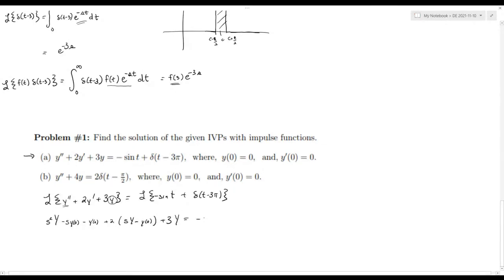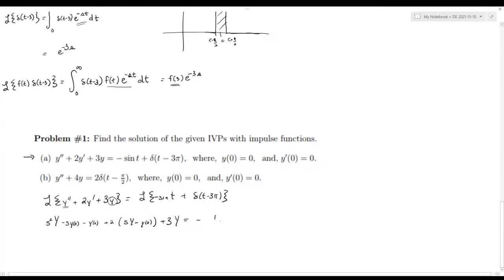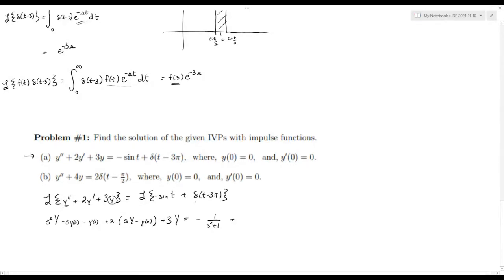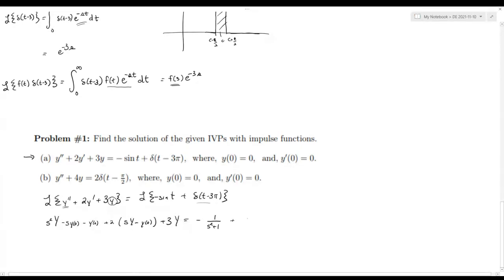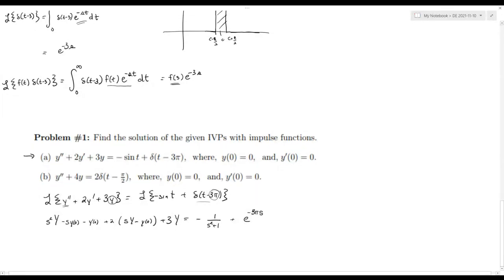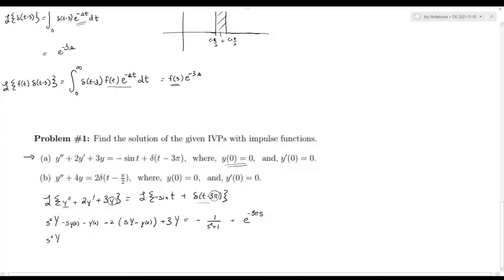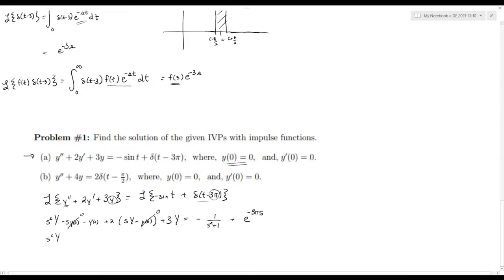On the other side, we have the negative Laplace transform of sine, so formula 7, if you don't feel like rewriting this each time, and then plus the Laplace transform of the delta function. We said that's just going to be an exponential, minus this number times s. I'm just using formula 26. All right, so do we have initial conditions? Yeah, of course. We better have. So y at 0 is 0, so that becomes 0. And y prime at 0 is 0. Well, that's nice. Okay, so this reduces pretty nicely.